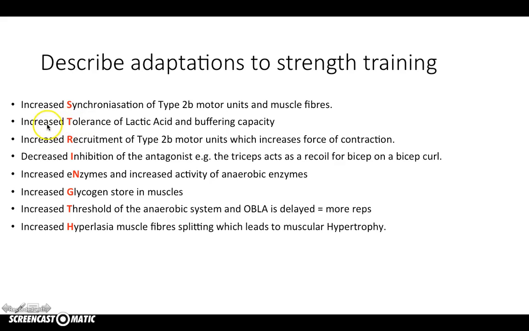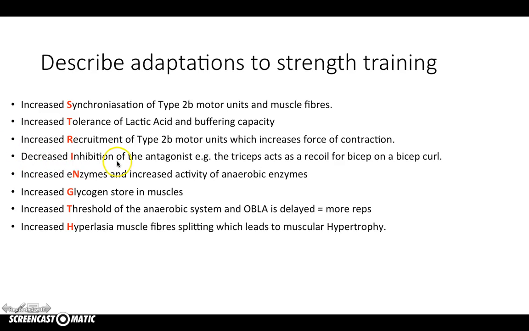Okay, the T is increased tolerance of lactic acid and buffering capacity. By completing weight training, you can resist this lactic acid better through the buffering capacity. So other people who start exercise who aren't trained have to stop earlier because they have a poor or decreased tolerance to lactic acid, whereas someone who's trained for 12 weeks will have a larger tolerance to lactic acid, meaning they can perform for a longer duration of time.